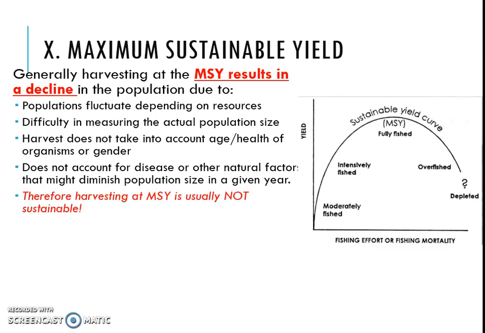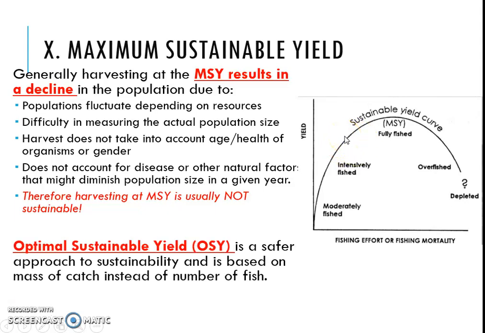So therefore, it's really hard to calculate, but it's really good to make sure we underestimate and make our catching legislation below maximum sustainable yield. So as we talk about legislation in class, we're going to want optimum sustainable yield to be below this amount so that we can moderately fish so that we're sustainable.